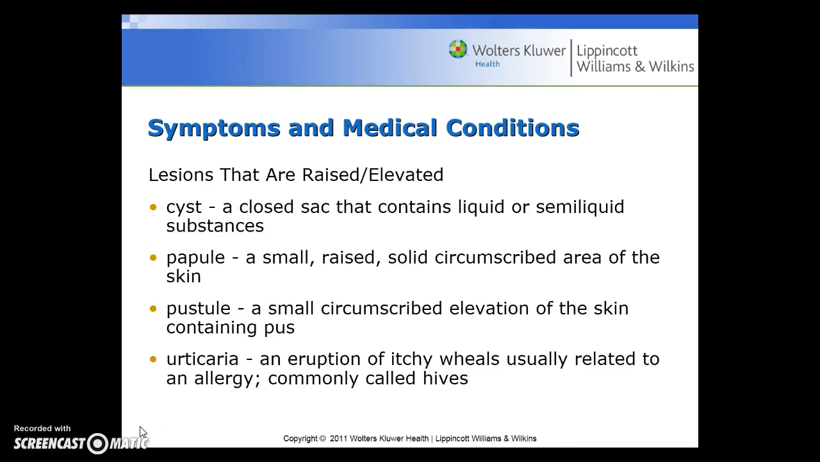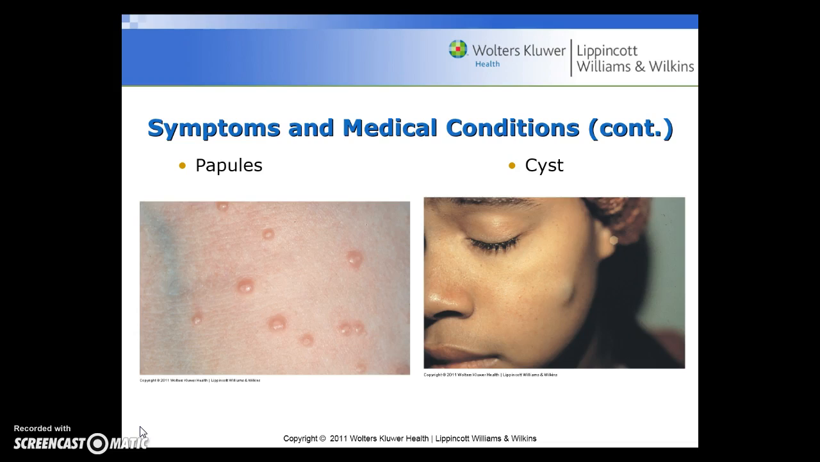Lesions that are raised or elevated are defined by a cyst, which is a closed sac that contains liquid or semi-liquid substances. A papule is a small, raised, solid, circumscribed area of the skin. A pustule is a small, circumscribed elevation of the skin containing pus. And urticaria is an eruption of itchy wheals, usually related to an allergy and commonly called hives.